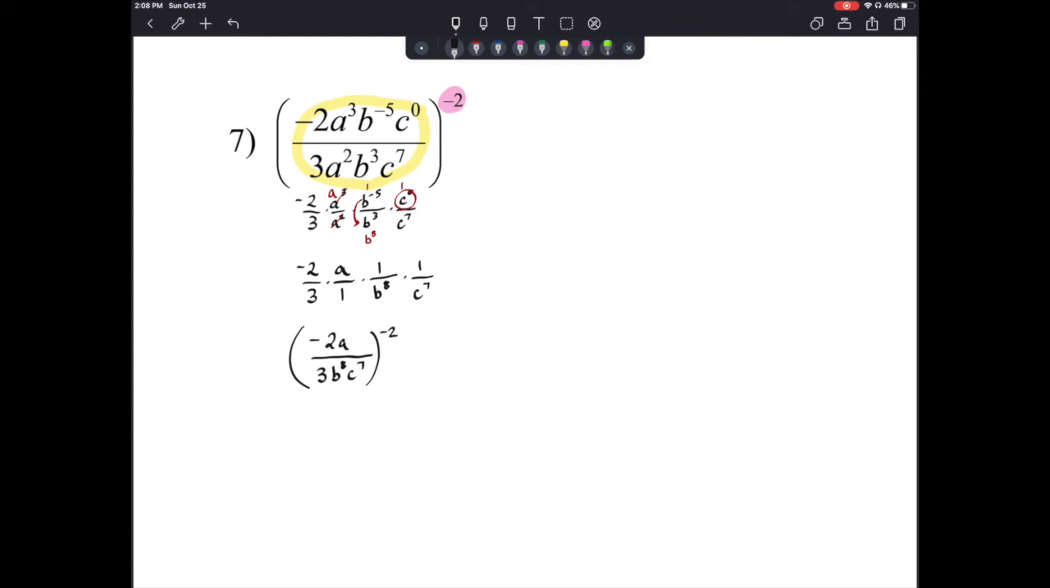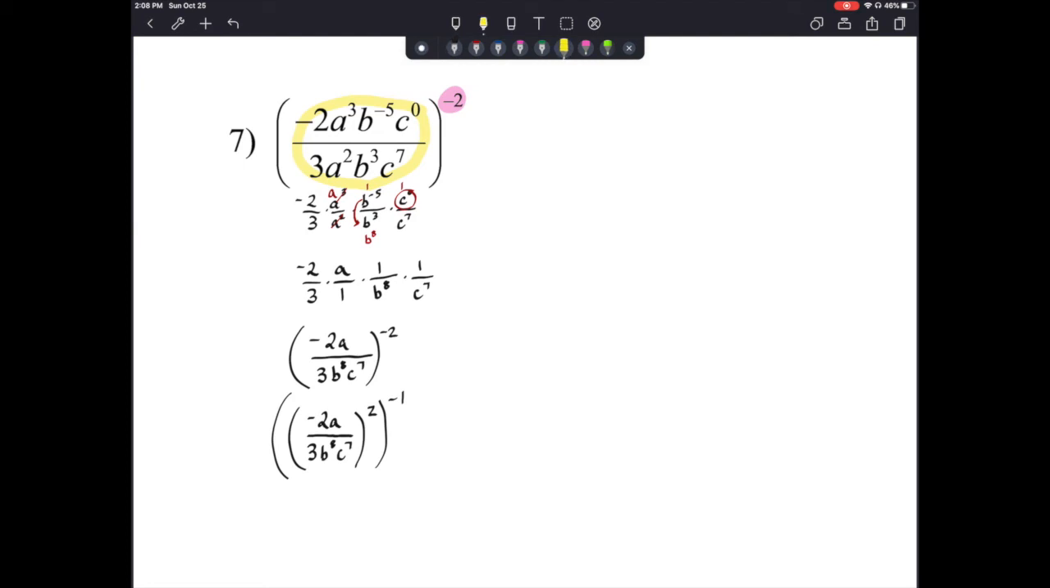So you can do it like we just talked about in that previous problem. Let's think about it as negative 2a over 3b to the eighth, c to the seventh. Right, let's raise this to the positive second power, and then we can come back and deal with the negative first power in just a moment.